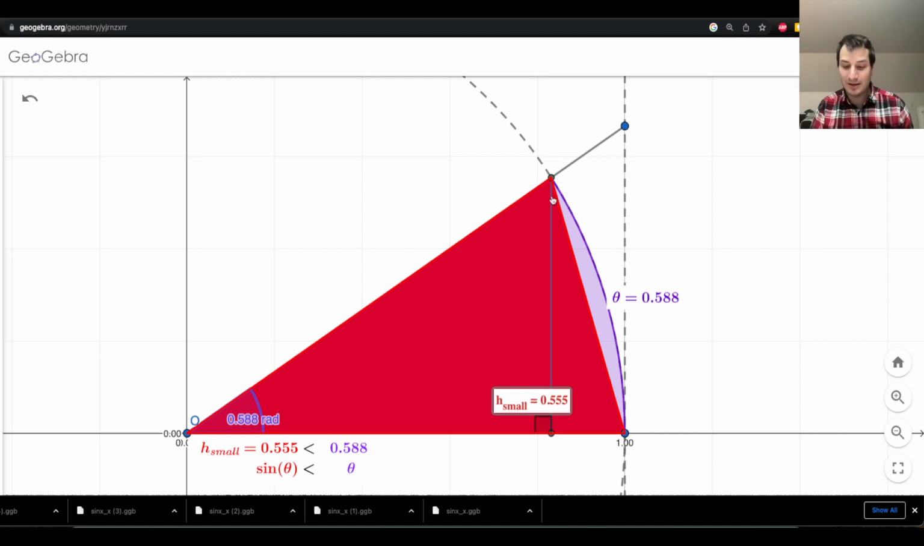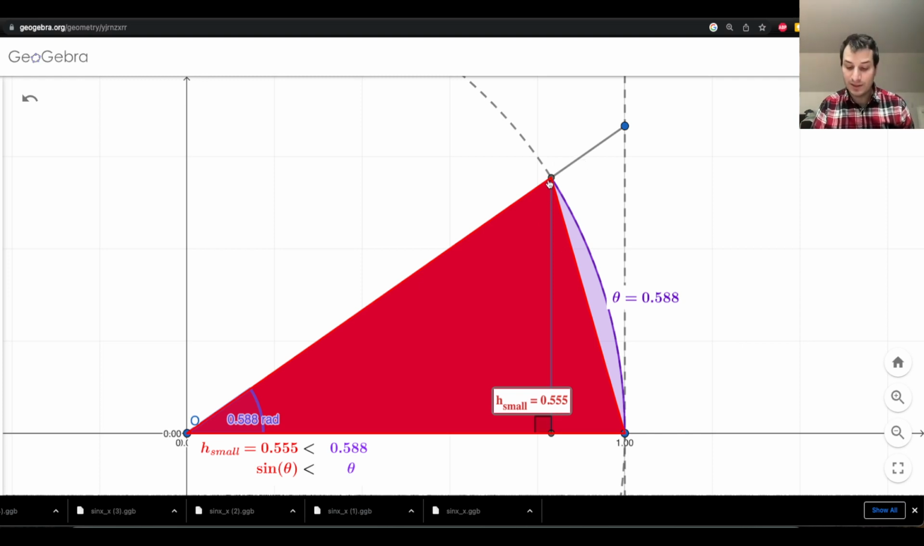is approximately theta. And what we're going to do is compare these two lengths. We're going to compare the arc length of this purple arc to the height of the triangle. And I wrote this height as h small. It's a smaller triangle, so the height of the small triangle is h small. And because we're working in radians, and because it's the unit circle, a circle of radius 1, that means that this arc length is exactly theta.